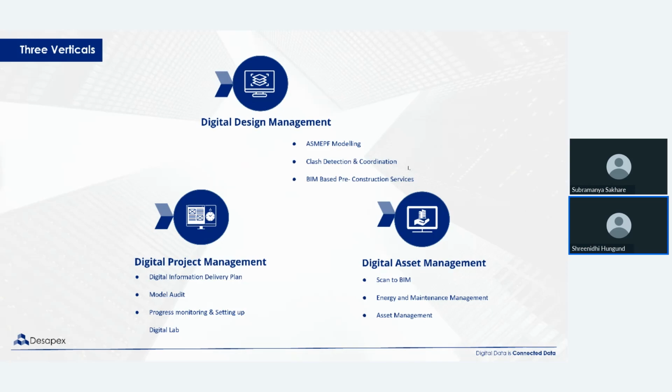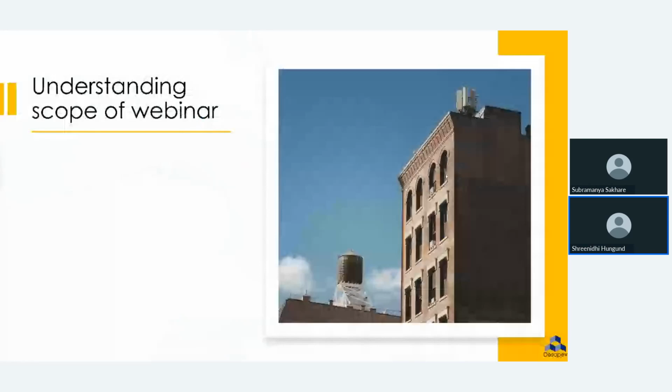during the design stage and construction. We also need the project management side of it, where we help our clients create this information delivery plan, the exact thing we discussed, what is important for this market, and how we can create this process or scope documents, how we create model auditing reports, progress monitoring, digital lab during the construction stage, and also digital asset management for the operation and maintenance stage. So these are the three verticals which we are addressing here at Desapex.